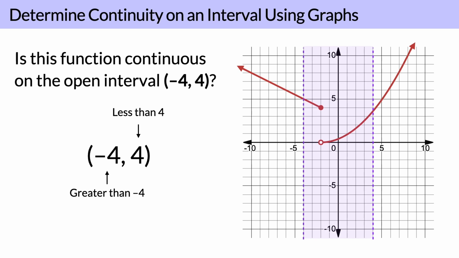When determining continuity on open intervals, we don't need to consider the behavior at the endpoints, which in this case are x equals -4 and x equals 4. Are there any jumps, holes, or vertical asymptotes in this interval? Yes, right here, we see a jump discontinuity at x equals -2, where the function jumps from -2, 4 to -2, 0. Therefore, this function is not continuous on the open interval from -4 to 4.